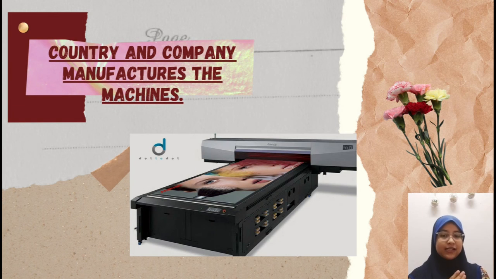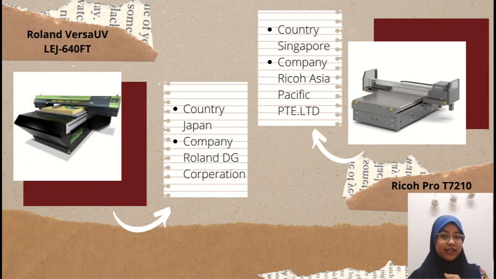So the last part is the country and company that manufactures the machine. The first machine is the Roland VersaUV LEJ-640FT. This is manufactured by Roland DG Corporation, and the origin country for this machine is Japan. The second is the Ricoh Pro T7210 UV. The country that manufactures this machine is Singapore, and the company that manufactures it is Ricoh Asia Pacific Pte Ltd.